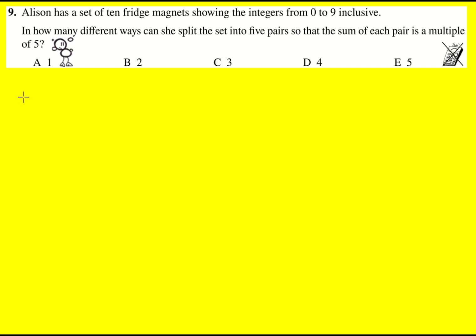Well, we're using the numbers from 0 to 9, so I'm going to write them down. And we want to pair them up into 5 pairs, so the sum of each pair is a multiple of 5. Now I'm going to show you the long way that I did for this question. I didn't do it the most efficiently, and then a quicker way.